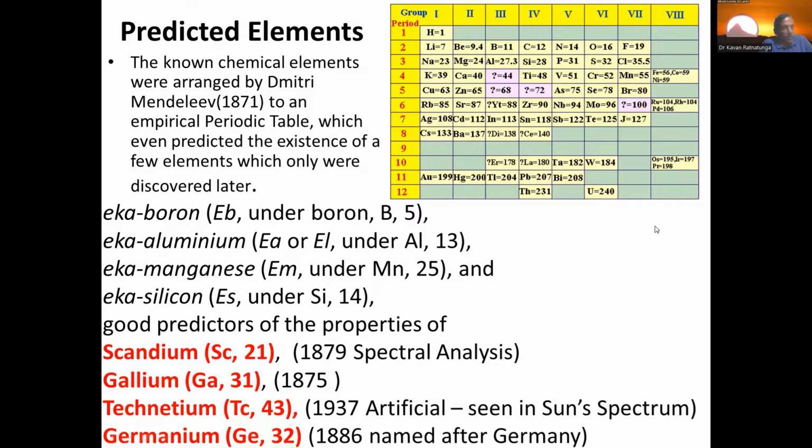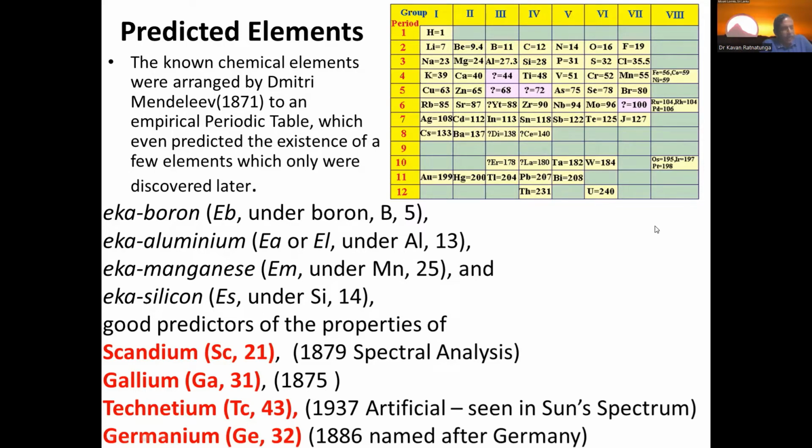So one of them was scandium, which was discovered in 1879, 10 years later. Gallium, which was discovered 6 years later. Now that people knew what properties they should have, it was easier for them to discover. Germanium, which was discovered in 1886.